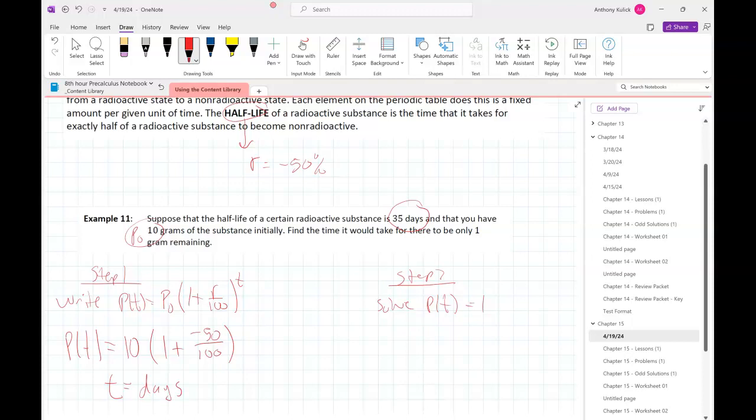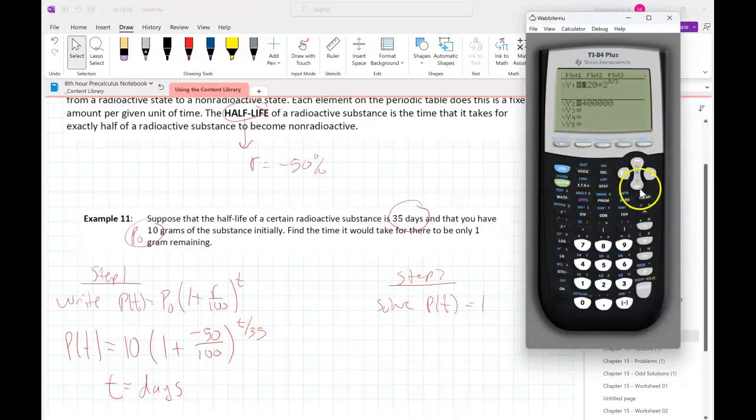So the exponent should be T over 35, right? Because it takes 35 days for 1/2 to happen. So 35 in for T, over 35 is 1. We do 1 multiplied by 1/2. That's what we want. Okay, so that'll work. Into my calculator this goes.